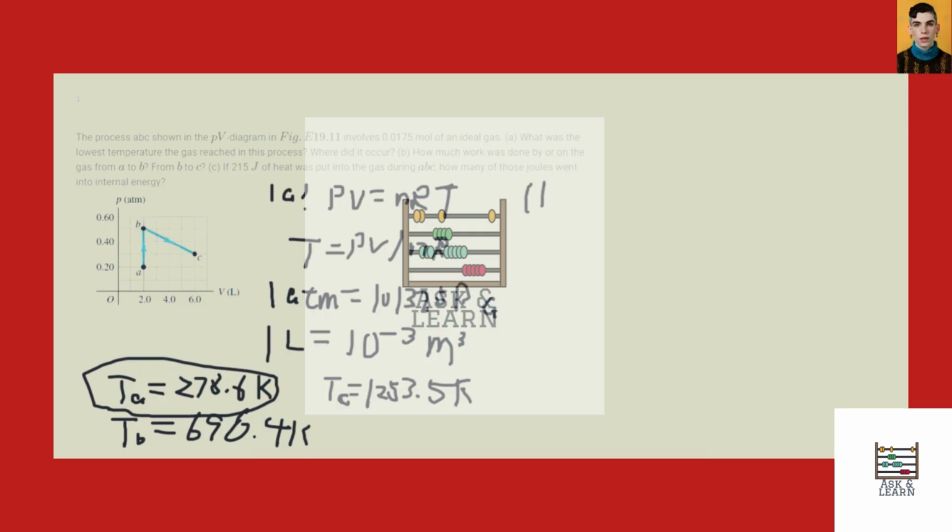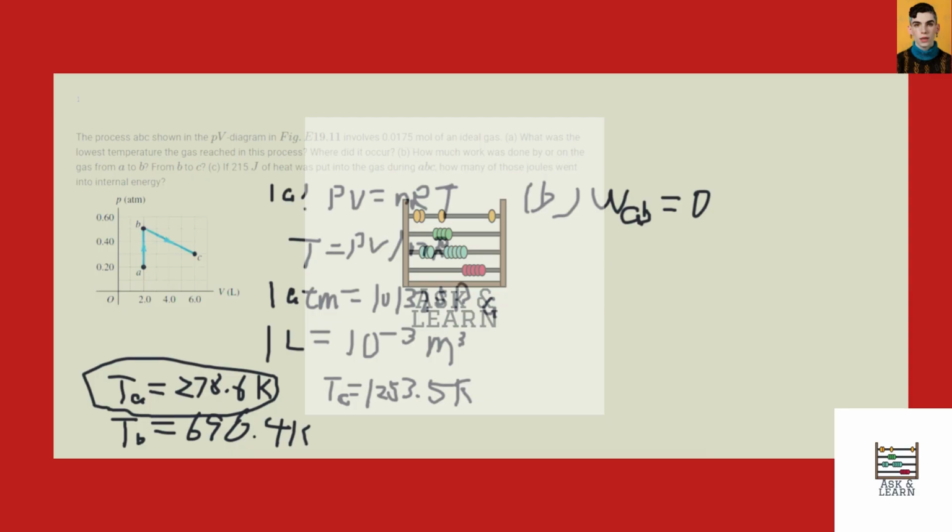And for part B, we want to figure out the work done in each process, A to B and B to C. As you can see, for the process from A to B, the volume is not changing. So basically, the work is simply 0, because the volume is not changing. Okay.